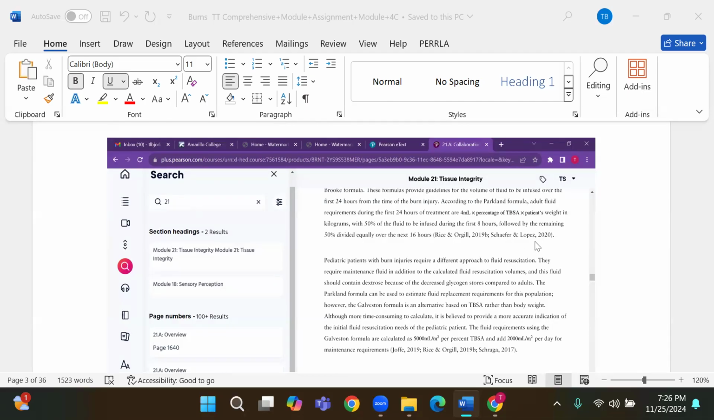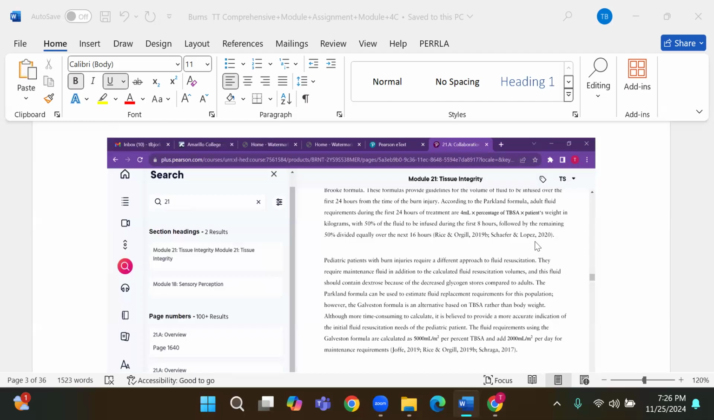So what you'll do is 4 mL times the total percent, whatever it is, and then you're going to do times the weight in kilograms, and you're going to get a number. Then you're going to take 50% of that, half of that number is going to be given in the first 8 hours. And then the other half of that fluid is going to be given in the next 16 hours. Okay? That's important. So make sure you know that when we talk about this here in a minute.